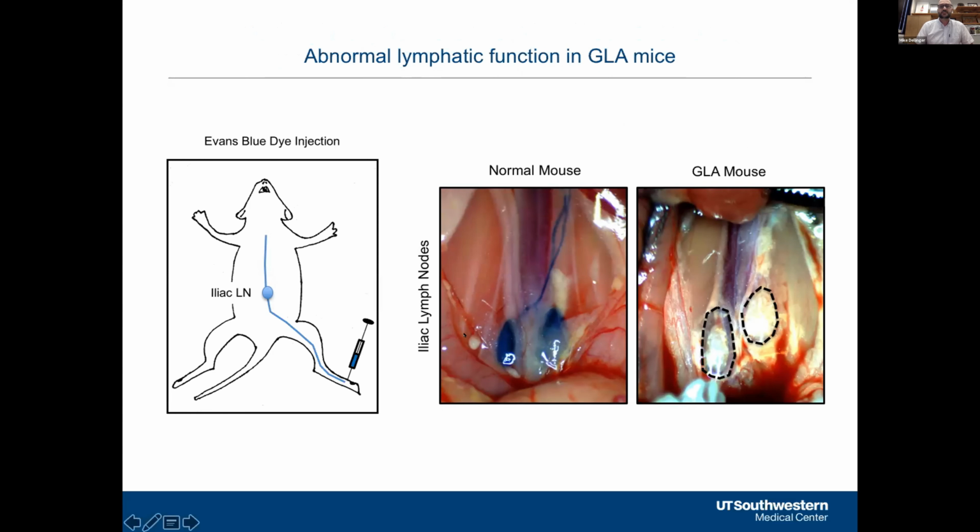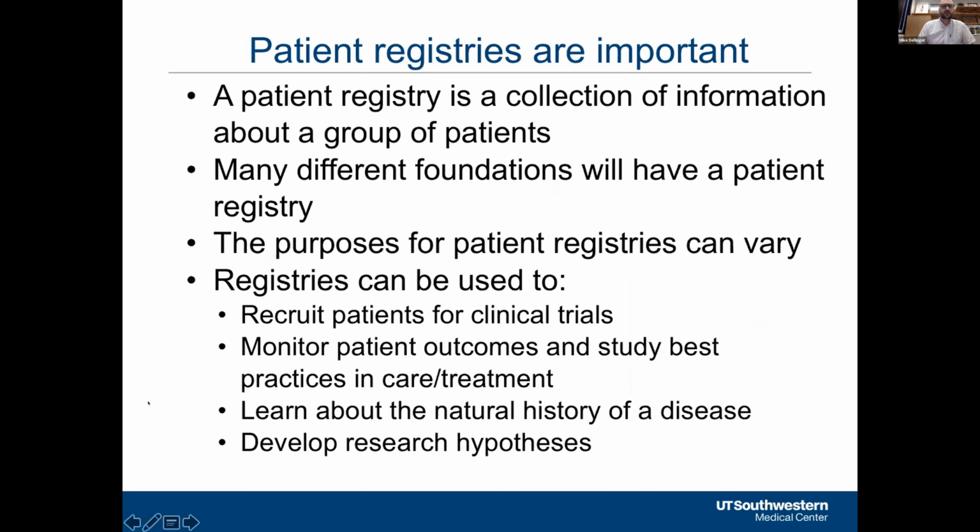lymphatic dysfunction. One way that we assess lymphatic function in mice is you can inject the hindpaws of mice with Evans blue dye, and this blue dye is picked up by lymphatics and then transported from the injection site to lymph nodes. You can see in a normal mouse, the Evans blue dye is successfully transported from the injection site to the iliac lymph nodes, whereas in the GLA mice, the dye does not make it up to the iliac lymph nodes and stays around the injection site. So we're using those mice to test potential therapies.